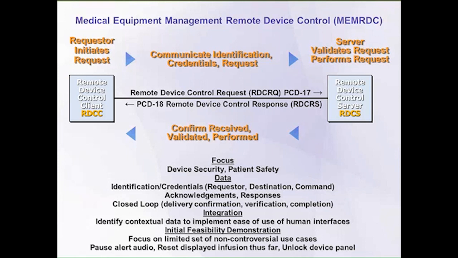And then the white paper approach allows us to perform an initial feasibility for demonstration, and we can work out issues or cover anything that we find before it becomes an actual IHE profile. So we'd like to focus on a limited set of non-controversial use cases. There's a lot of use cases out there for remote device control. There is some prior art that we're paying attention to. But the end result is we'd like to do this in a more generic fashion initially to get all the issues ironed out. And so we're focusing on 3 very straightforward use cases, which is pausing an audio alert.